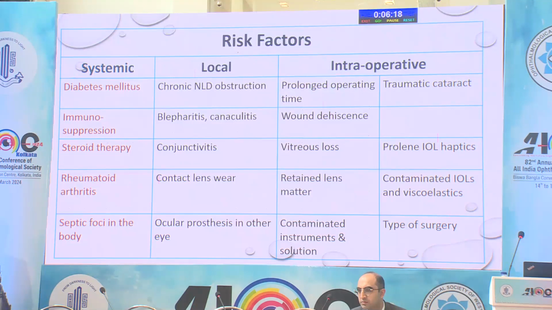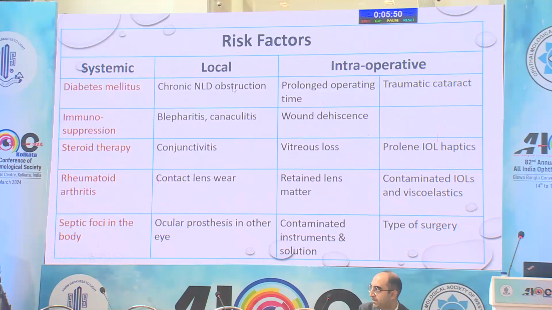So what are the risk factors? So it can be classified into three: systemic, local, and intraoperative. Systemic is an immunocompromised patient with diabetes, on steroid therapy, patient with rheumatoid arthritis, or another source of septic foci in the body. That's mostly the cause of endogenous, but that itself needs to be treated first before you perform a cataract surgery, and avoid getting a risk of infection.